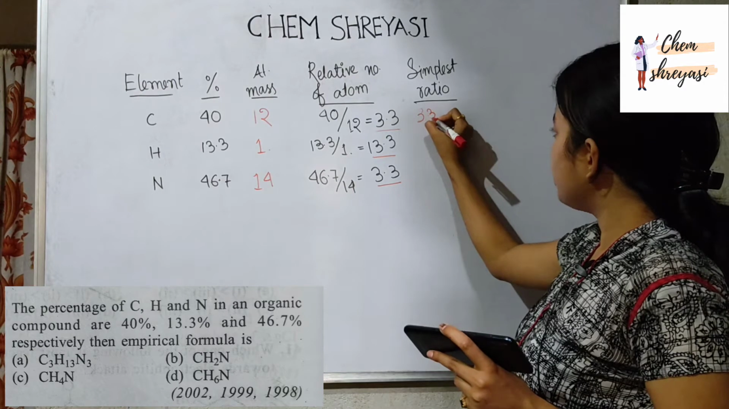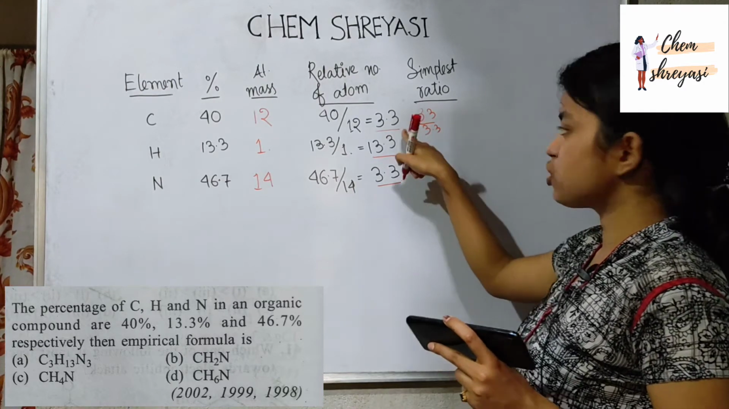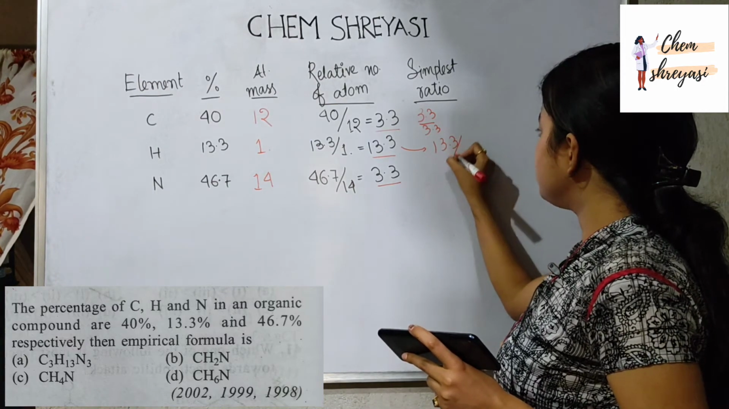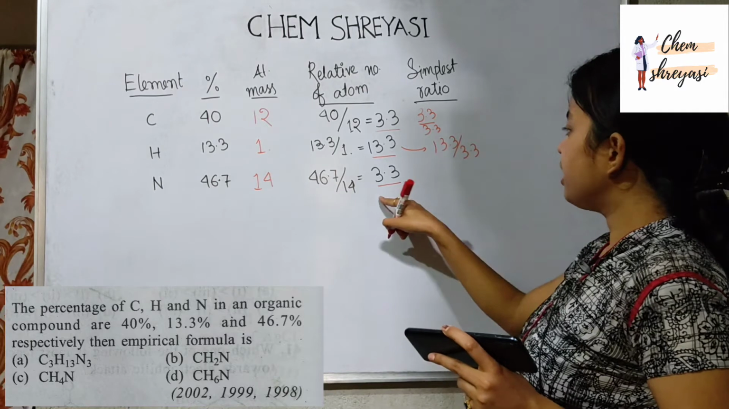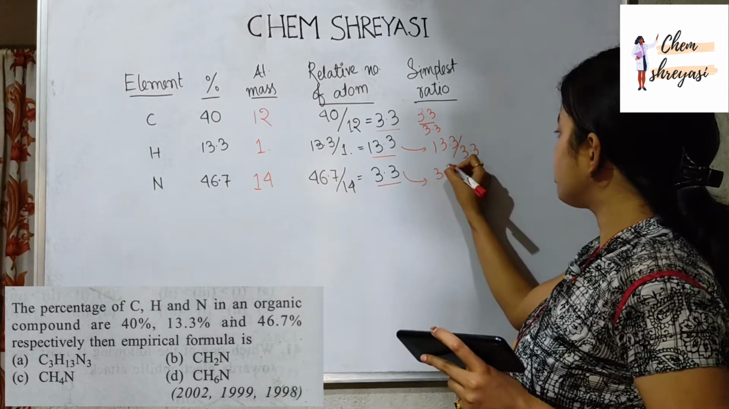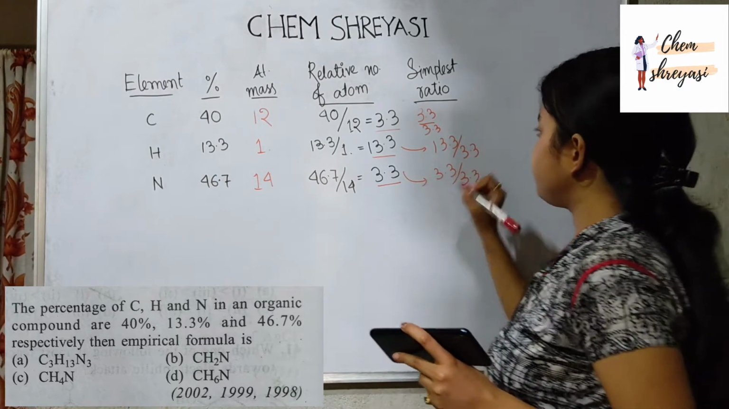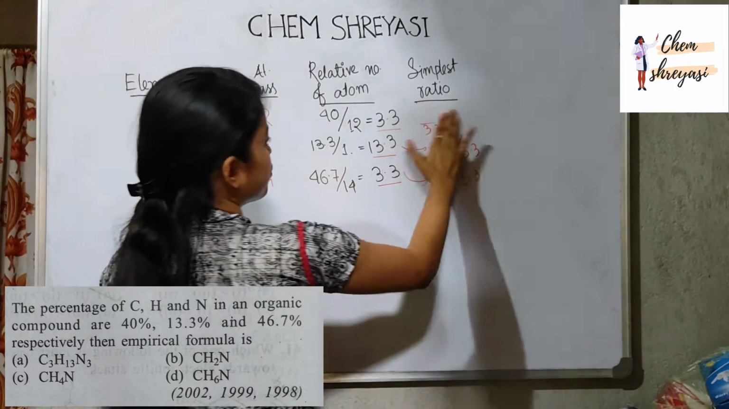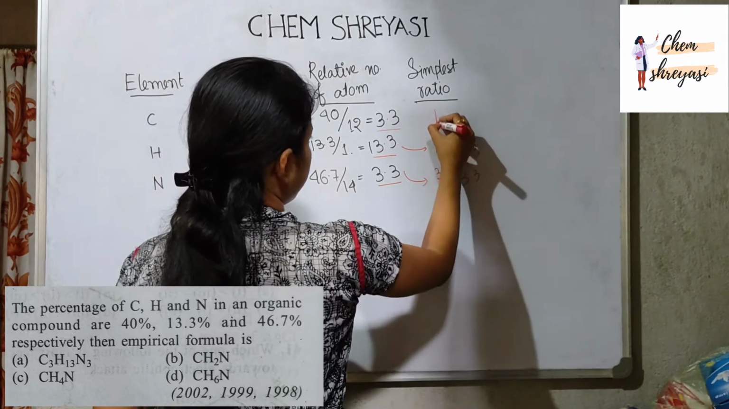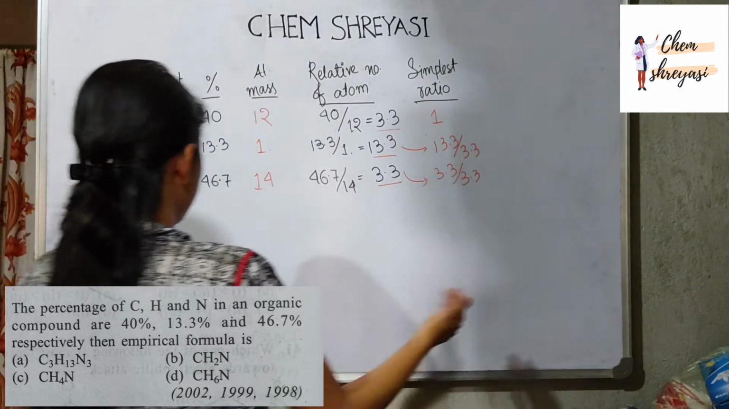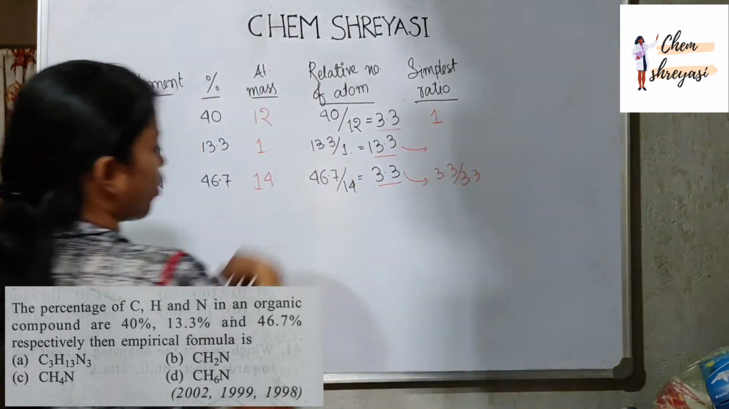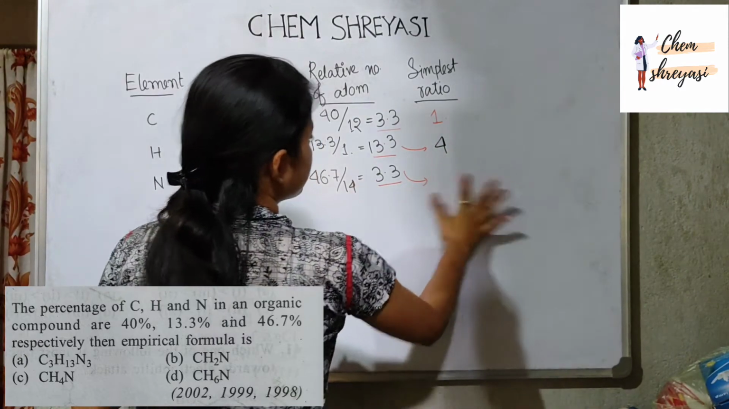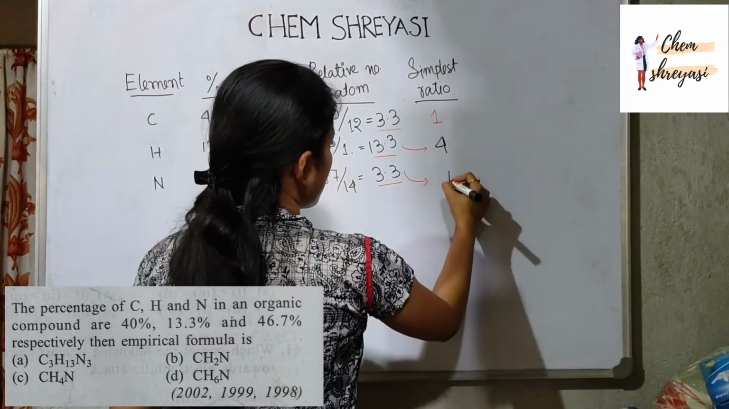So, 3.3 divided by 3.3 in the case of carbon. Again, in the case of hydrogen, 13.3 divided by 3.3, and in the case of nitrogen, 3.3 divided by 3.3. So, let us write the answers. 3.3 divided by 3.3, we can directly put 1. In the case of hydrogen, 13.3 divided by 3.3, it is 4. And in the case of nitrogen, 3.3 divided by 3.3, it is 1.